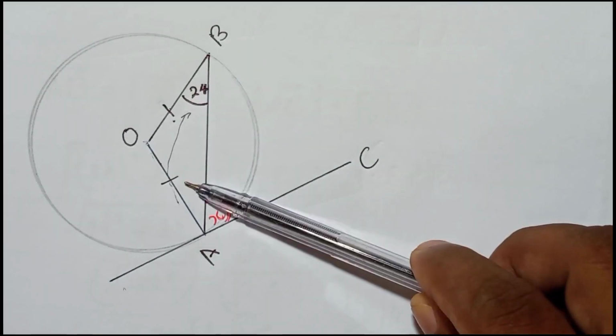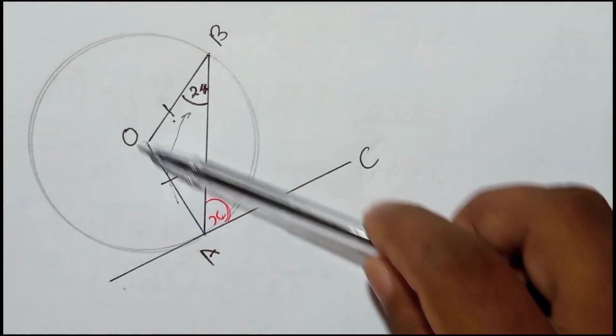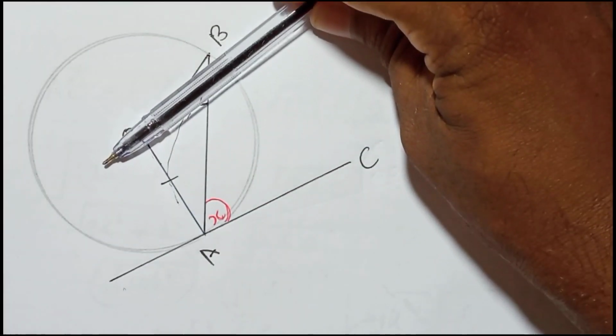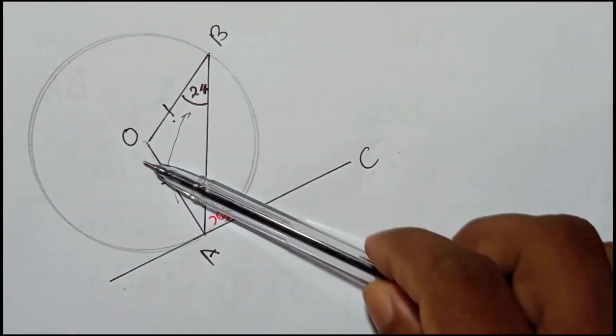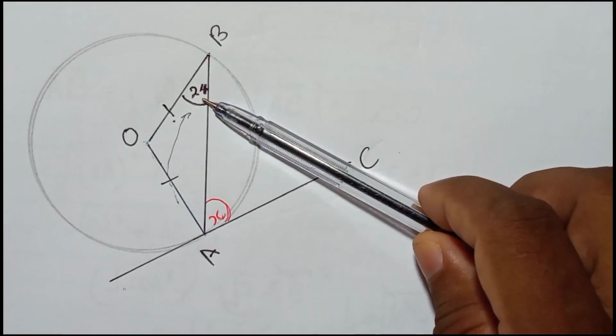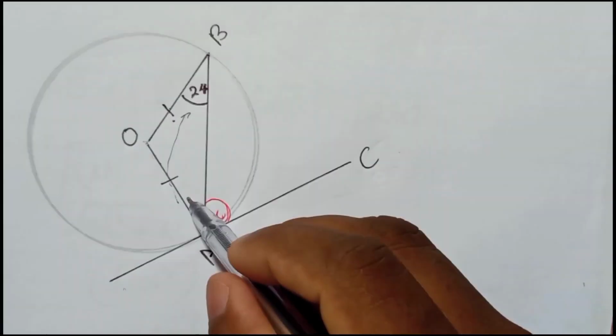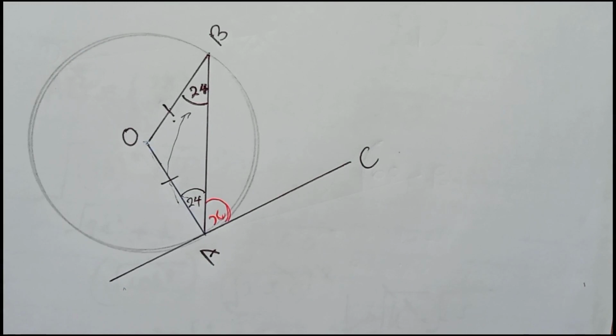That means these two are equal, right? Try to understand: OB and OA are equal, so the opposite angles of those two sides are equal. This side's opposite angle is this one, and this side's opposite angle is this one. That means these two are equal. If this is 24, this also must be 24. Okay, first of all I can mark that as 24.